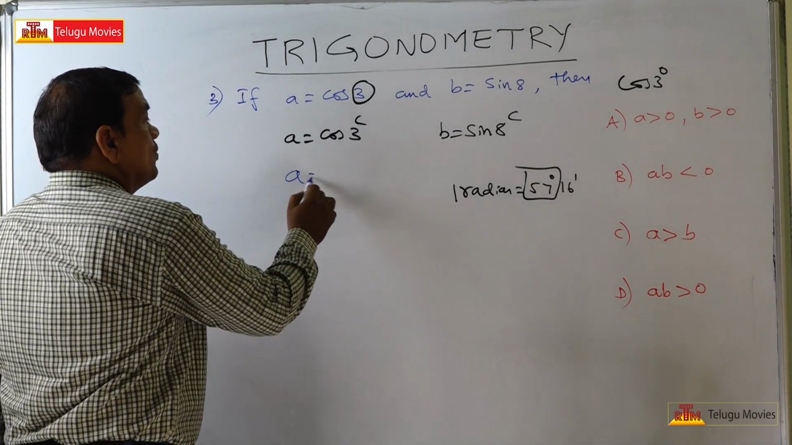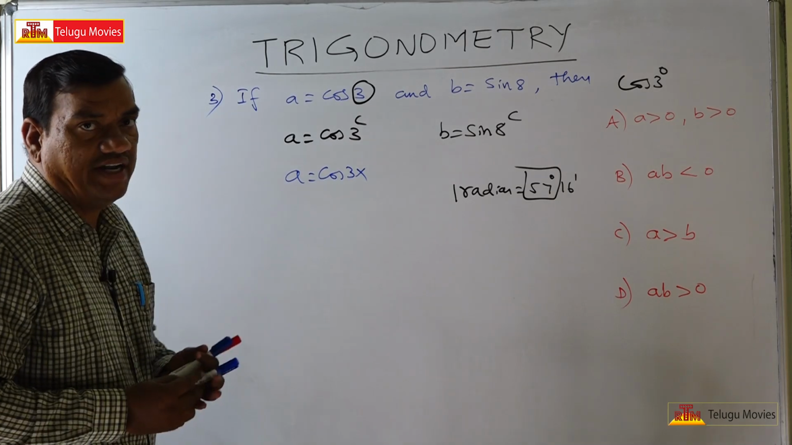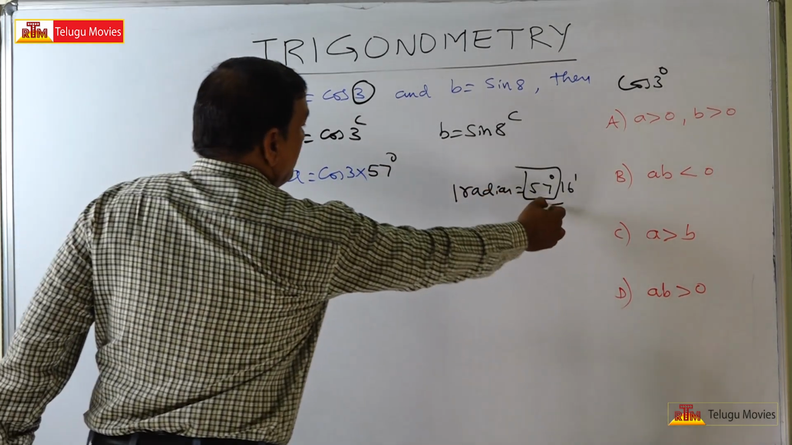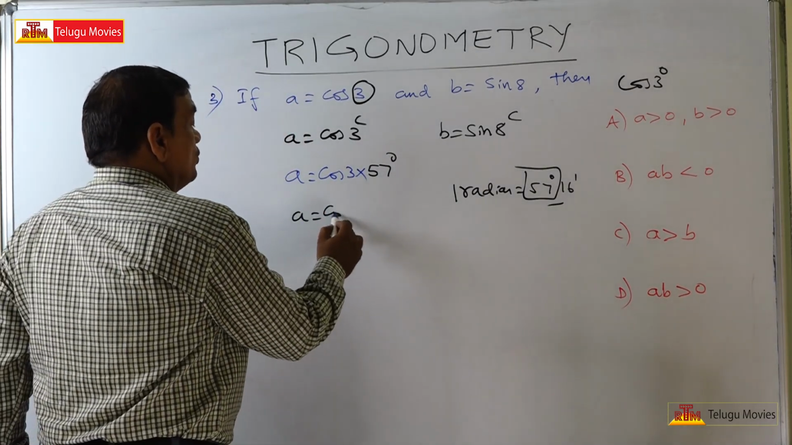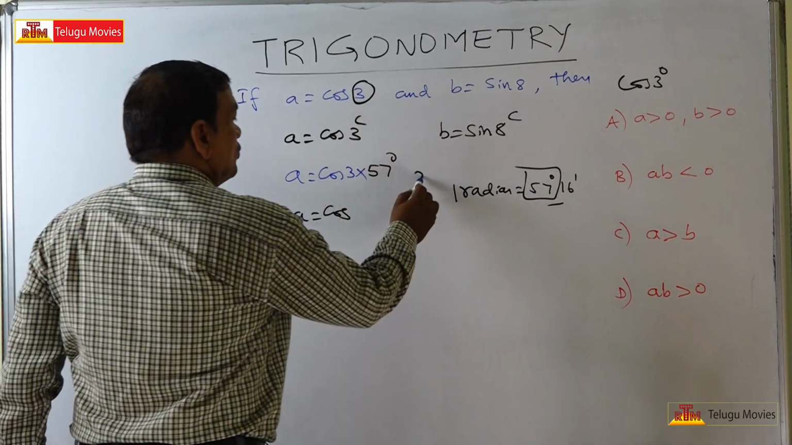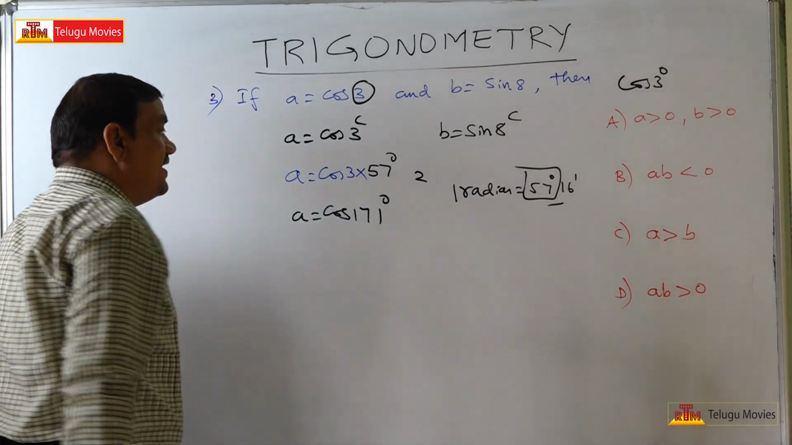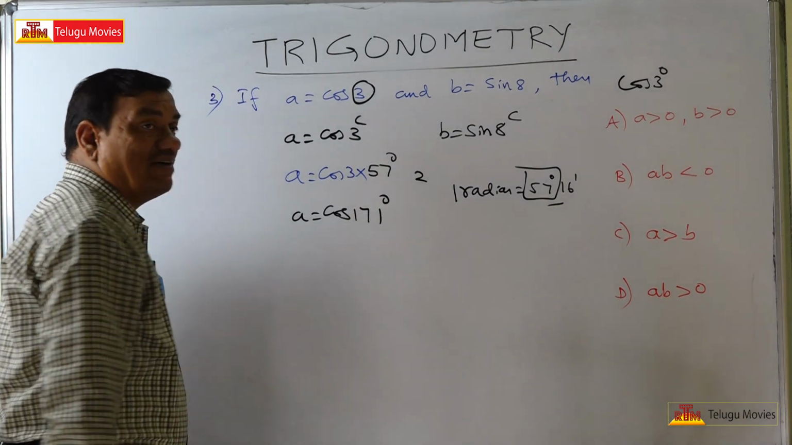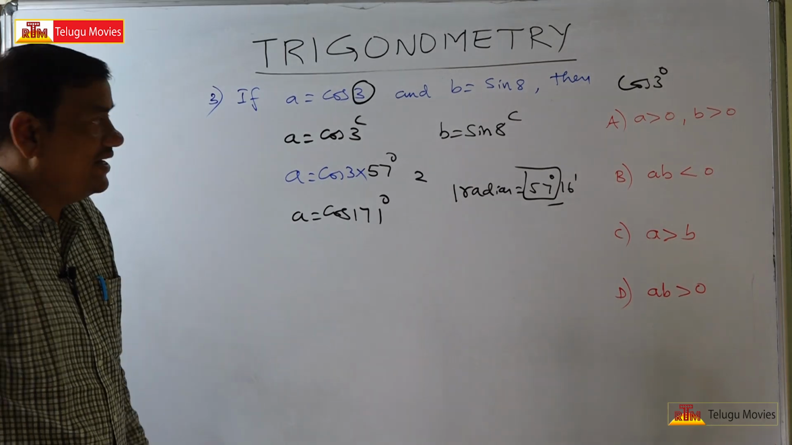So A is equal to cos of 3 radians, which means 3 into 1 radian. 1 radian is equal to 57 degrees, approximate values we will take. So 3 into 57: 3 sevens are 21, 3 fives are 15, 17. That gives 171 degrees. So A is equal to cos of 171 degrees.